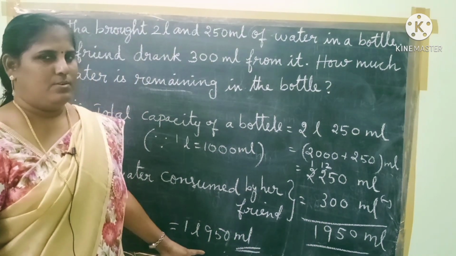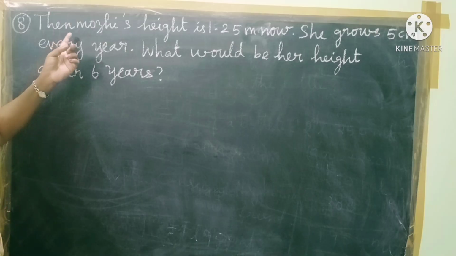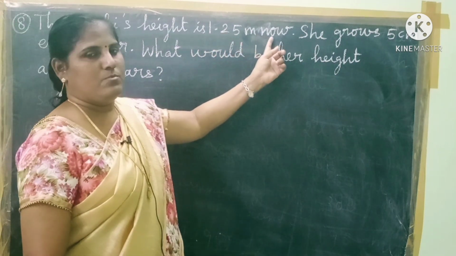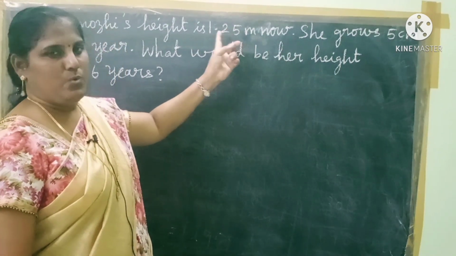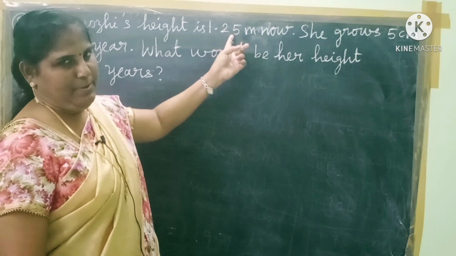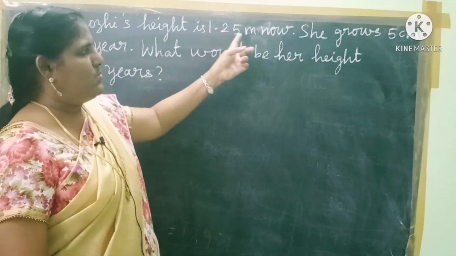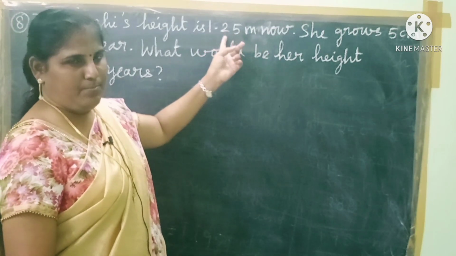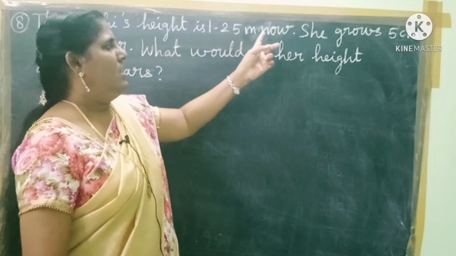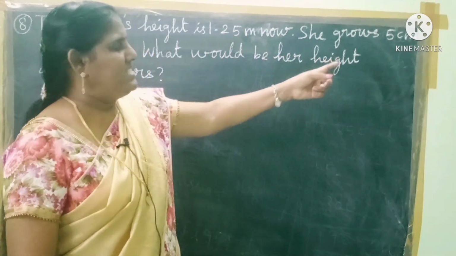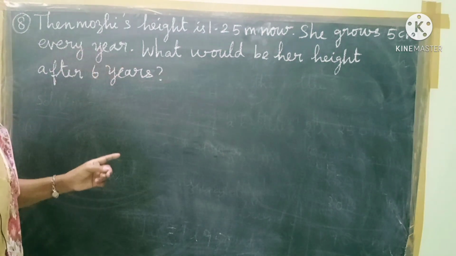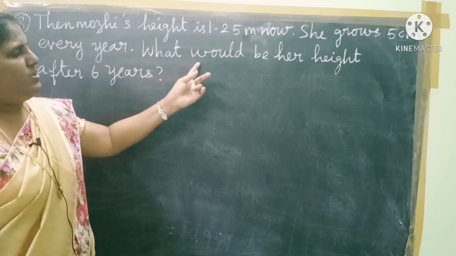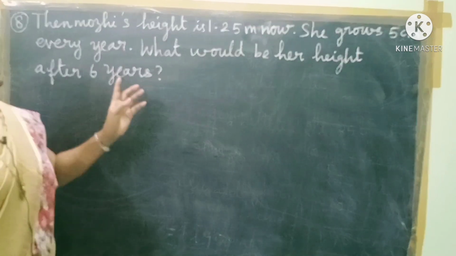Okay, children, let us see. Tenmozhi's height is 1.25 meter now. 1.25 means 1 meter 25 centimeter. Here meter is a large unit, so they put m. Now she grows 5 centimeter every year. So this is the given information. What are you asked? What would be her height after 6 years?